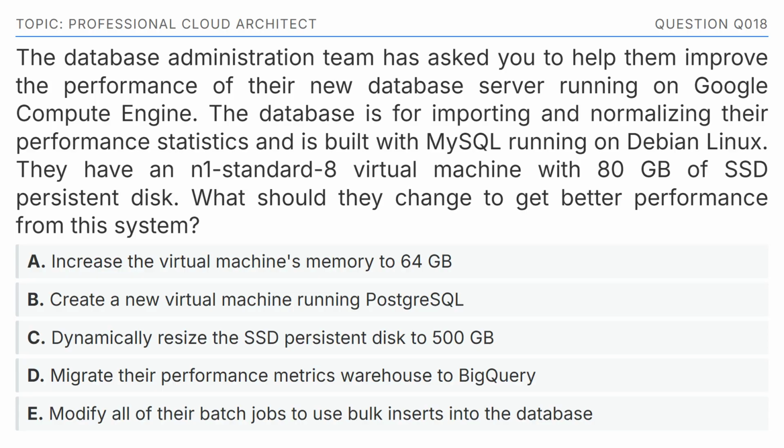The options are: Option A, increase the virtual machine's memory to 64 GB. Option B, create a new virtual machine running PostgreSQL. Option C, dynamically resize the SSD persistent disk to 500 GB. Option D, migrate their performance metrics warehouse to BigQuery. Option E, modify all of their batch jobs to use bulk inserts into the database.